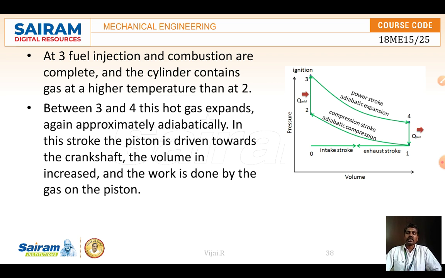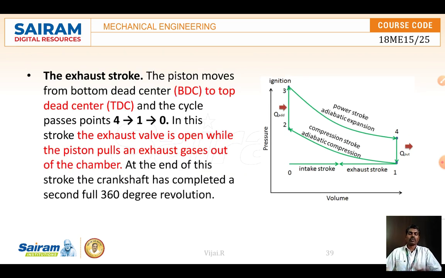Between 3 and 4, the hot gases expand. The hot flue gases expand through an adiabatic expansion process. This creates a force over the piston and moves it, and the volume increases. After that, the exhaust stroke takes place. In the exhaust stroke, the piston moves from BDC to TDC.